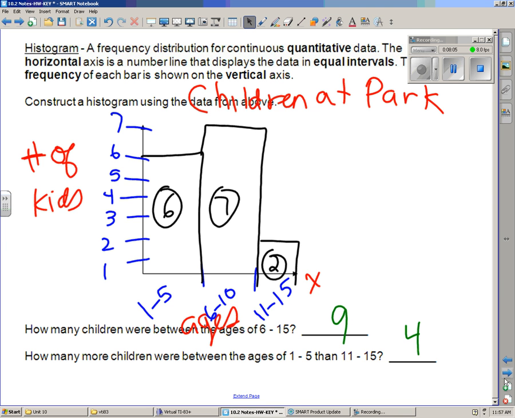All right, so you should be able to look at either your histogram to answer some questions, to analyze the data, or you should be able to look at your charts.